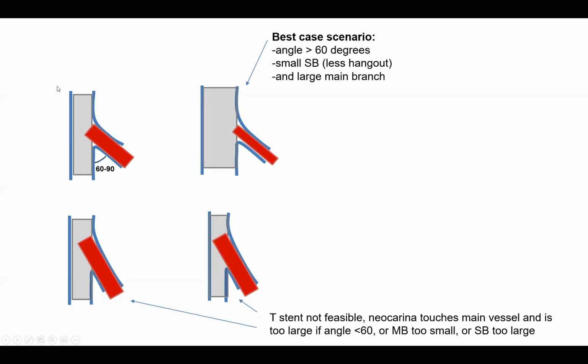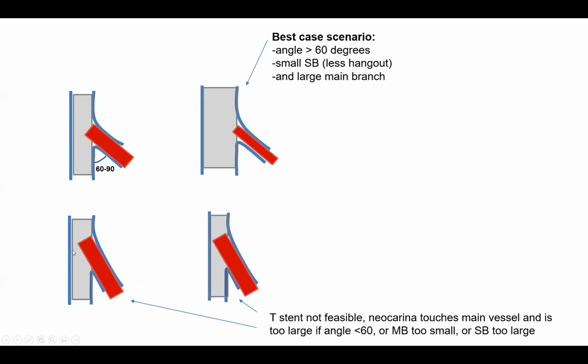That's not the only feature. You have to account for how large the main branch is and how small the side branch is. If you have something like this, you can do your TAP. So big main branch, small side branch, you can do your TAP even in a narrower angle. Even if the angle is maybe 45 degrees, you can do your TAP. You're not going to get a lot of overhang.